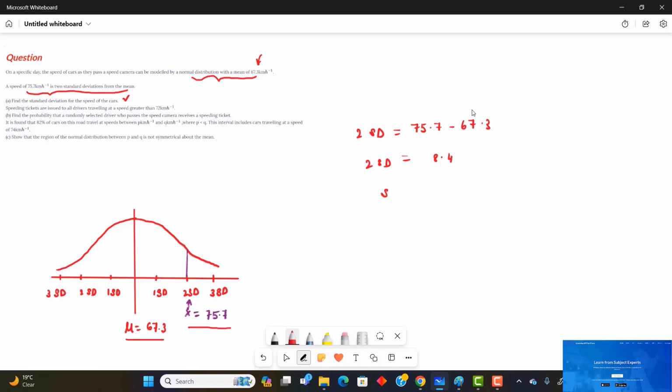We can say standard deviation SD is equal to 8.4 by 2, which is equal to 4.2. So the speeds of the cars are normally distributed about the mean 67.3 km per hour with a standard deviation of 4.2.